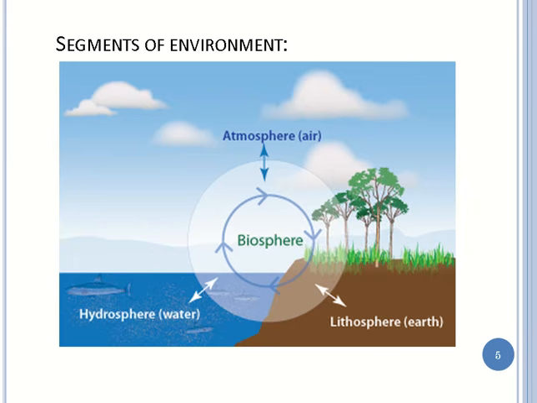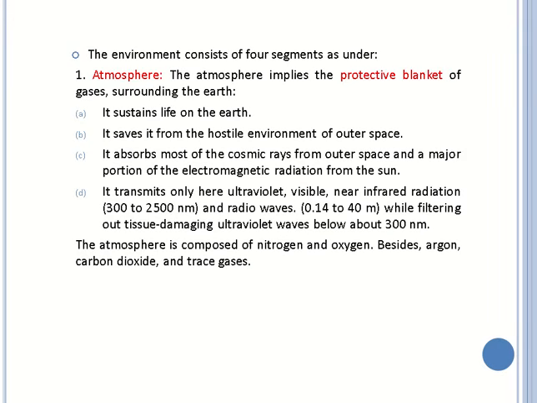Now we'll see the segments of environment. Four segments are there: atmosphere, hydrosphere, lithosphere, and biosphere. We'll see one by one. Atmosphere is what? Atmosphere is the protective blanket of gases surrounding the earth. Its main function is to sustain life on the earth. It saves the earth from the hostile environment of outer space.